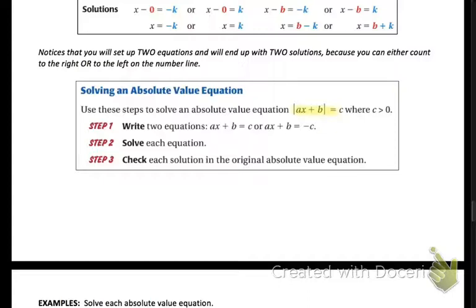So the first equation we would say is that ax plus b equals +c. That would be if we were counting to the right. But remember, counting to the left is also a possibility, so we have to set up one where we're also counting to the left, which would make it negative. Then we solve the equations one at a time and see what our answers are. You should get two solutions to every single absolute value equation. Let's look at a couple of examples.